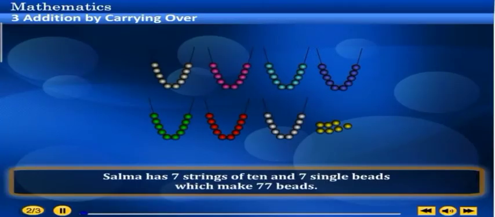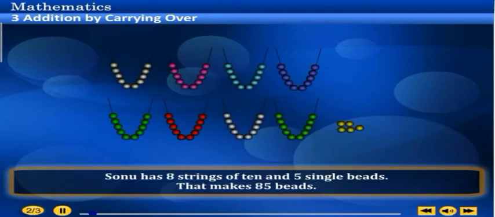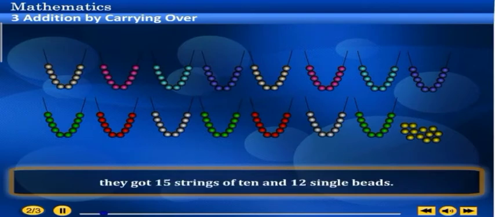By explanation, Salma has 7 strings of 10 and 7 single beads, which make 77 beads. Sonu has 8 strings of 10 and 5 single beads. That makes 85 beads. When they put together the strings and beads that the two of them have, they got 15 strings of 10 and 12 single beads.